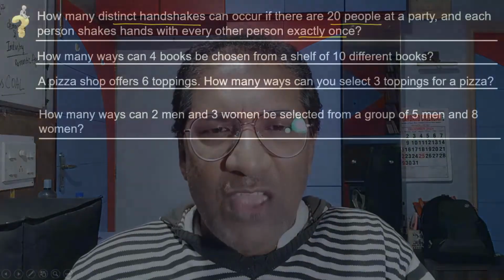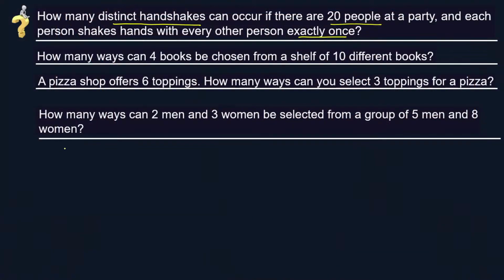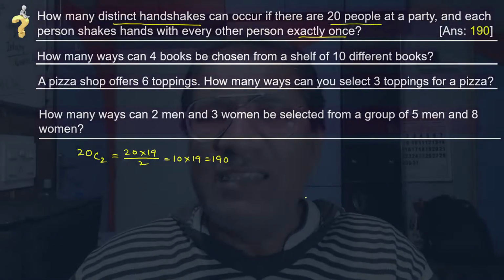Is it clear? So the total number of handshakes for this problem will be 20C2, and that gives us 20 into 19 divided by 2. So 10 into 19 gives us 190, and that's the answer. Is it clear? Every person is going to shake hands with each and every other person only once.